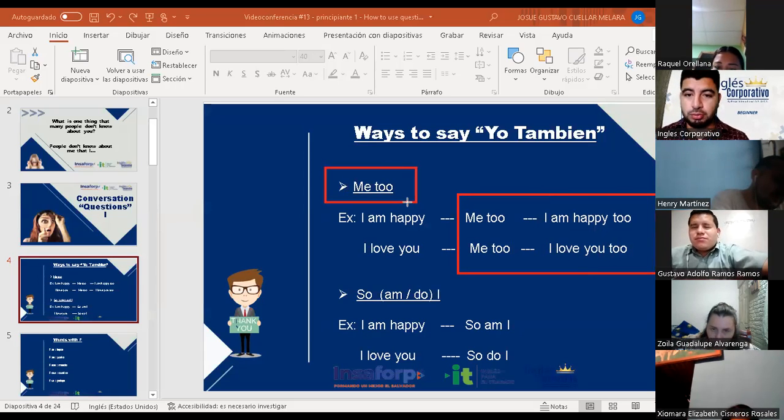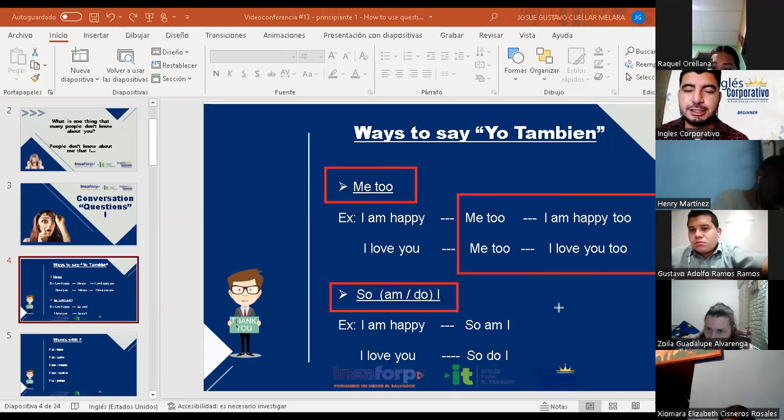Utilizando me too puede ser de esas maneras. Como les digo, repitiendo, solo diciendo me too o repitiendo la oración y agregarle too al final. Luego, tenemos la otra manera.